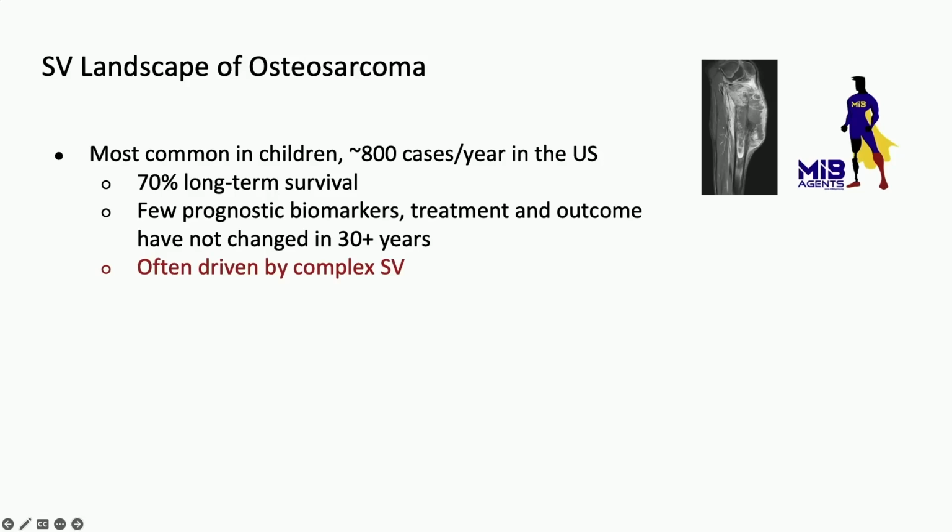And osteosarcoma is one of these cancers. It's often driven by complex structural variants. It is most commonly a pediatric cancer, and it's relatively rare, with about 800 cases per year in the US. There have been really few new prognostic biomarkers and improvements in treatment and outcomes in the past 30 years, so we really need some new ideas on how to improve this.